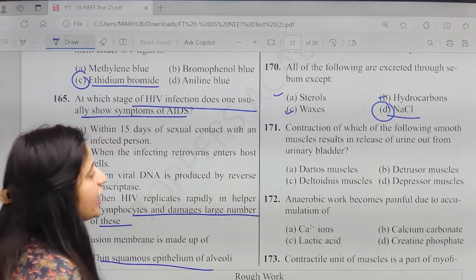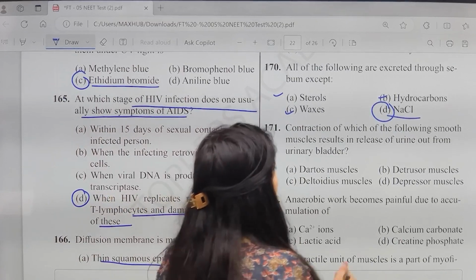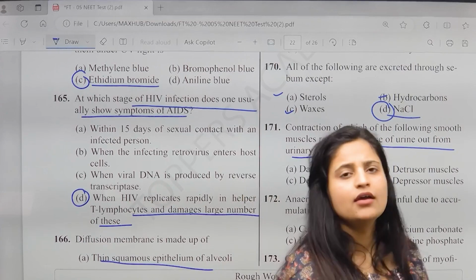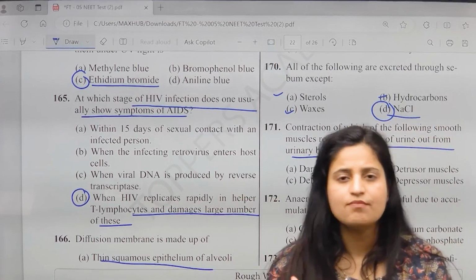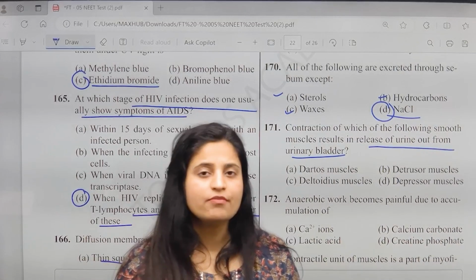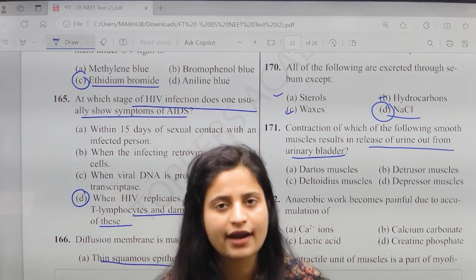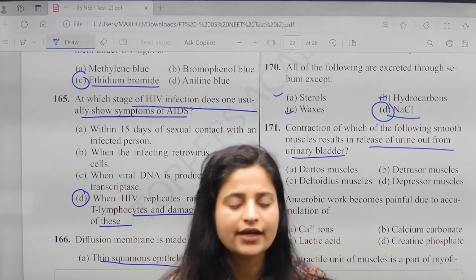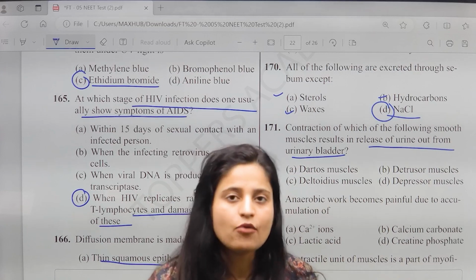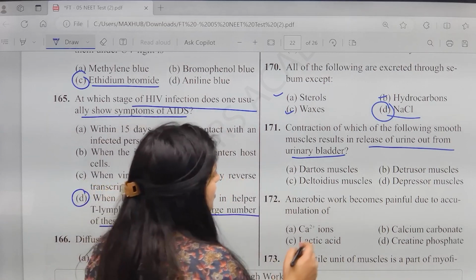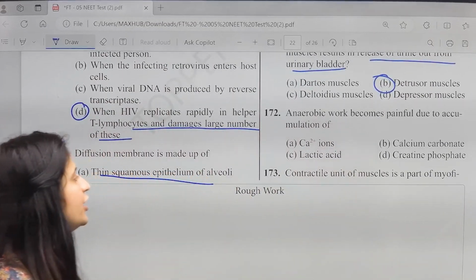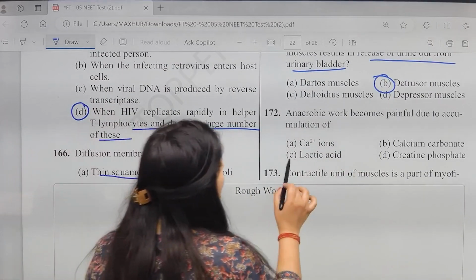Next is, the contraction of which of the following muscles results in the release of urine out from the urinary bladder. The urinary bladder is known as a muscular structure because it contains a lot of muscle. There is one muscle which is responsible for the contraction. When this muscle contracts, the urinary bladder also contracts and the urine comes out. The name of this muscle is the detrusor muscle. Very easy.